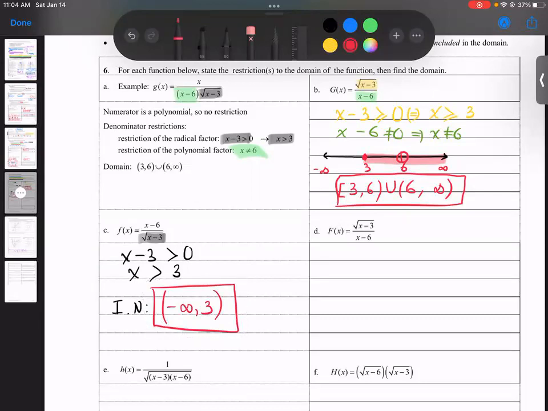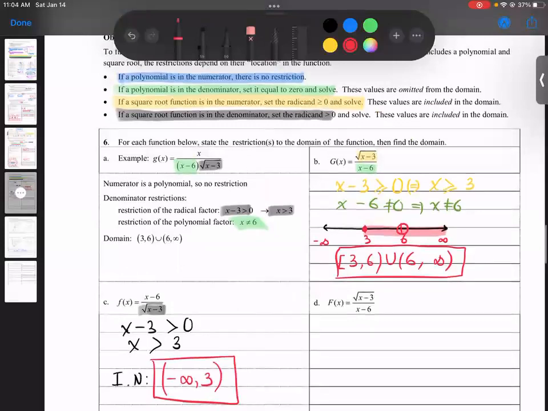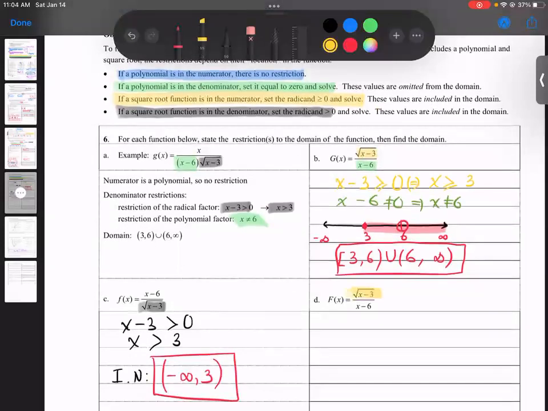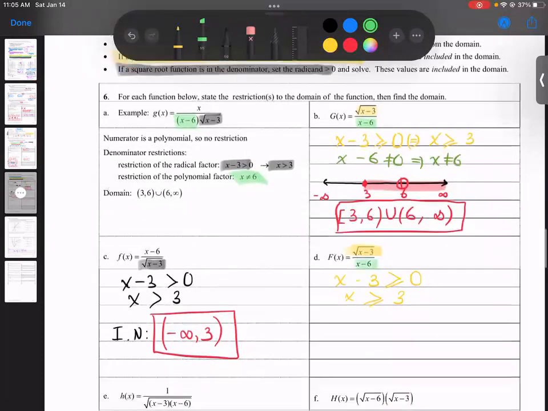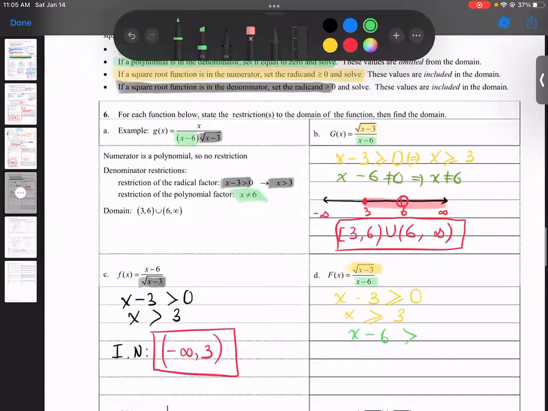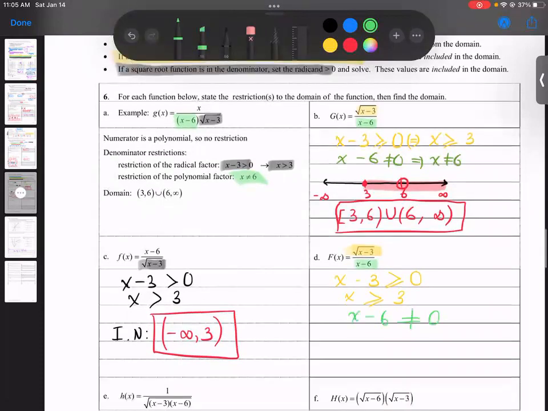Right, D. We have a square root on the top. Square root on the top. That means we're going to set the radicand greater or equal to 0. So x minus 3 has to be greater or equal to 0. Add 3 to both sides. x is greater or equal to 3. And then you have a polynomial in the denominator. Oops, I meant green. So that means x minus 6 has to be strictly, I'm sorry, that's the polynomial, not the radical. It cannot be equal to 0. Or let's just set it equal to 0 first. And then you solve for x. So x equals 6. And then you say it cannot be equal to 6.